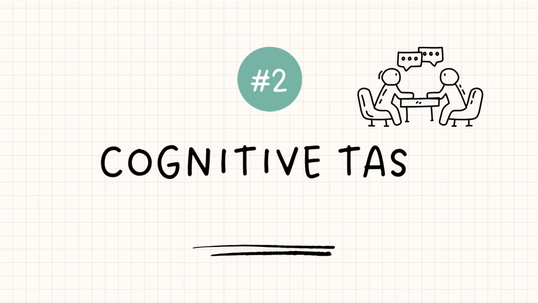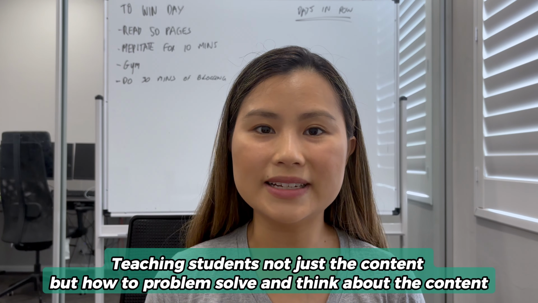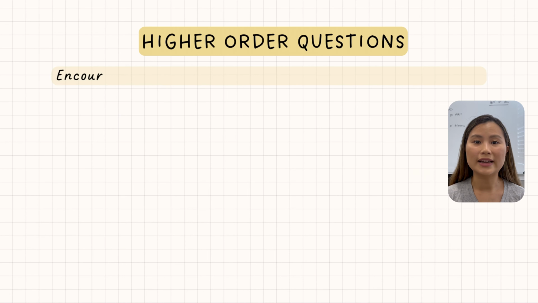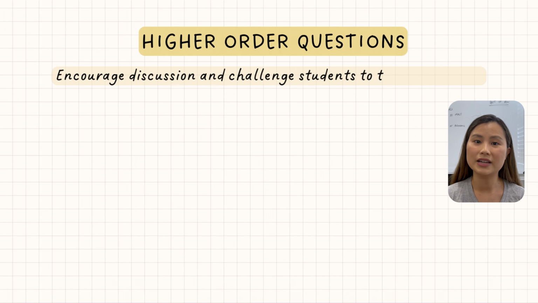At number 2, we have cognitive task analysis. This is about teaching students not just the content, but how to problem solve and think about the content. Most likely, you're already doing this. The aim is to make students aware of the thinking skills they need to be successful in their own learning. When teaching maths, this could look like the use of higher order questions to encourage discussion and challenge students' thinking.